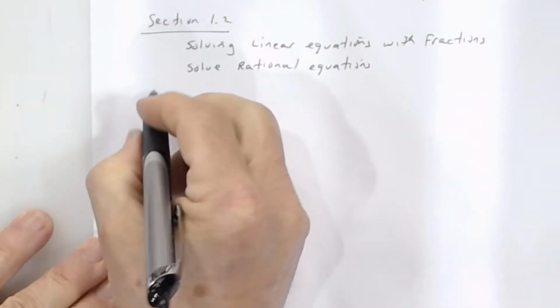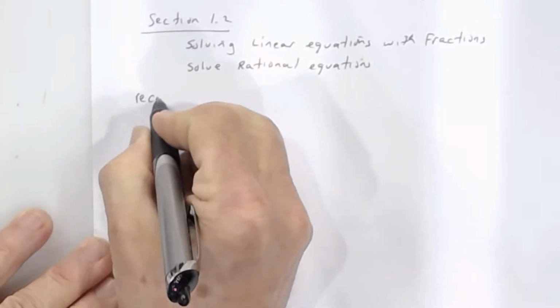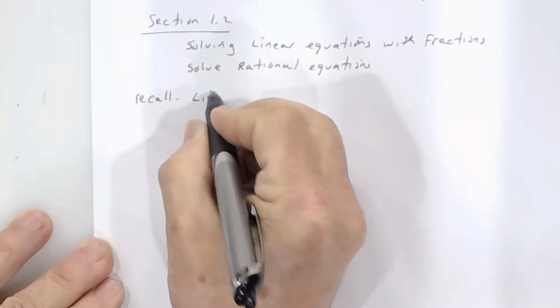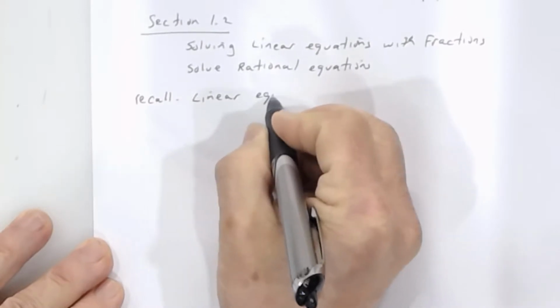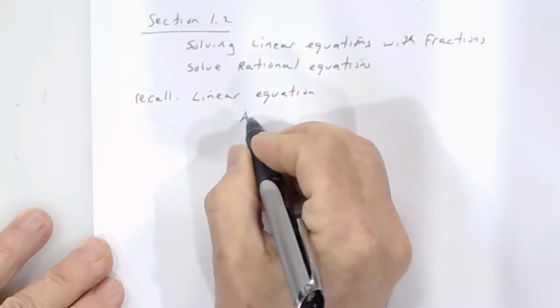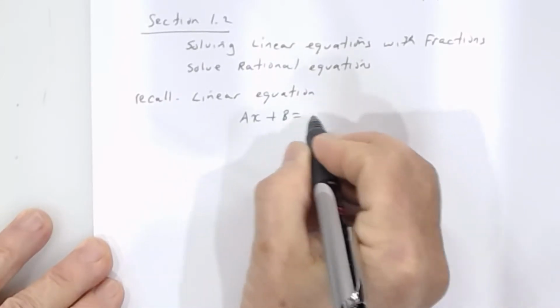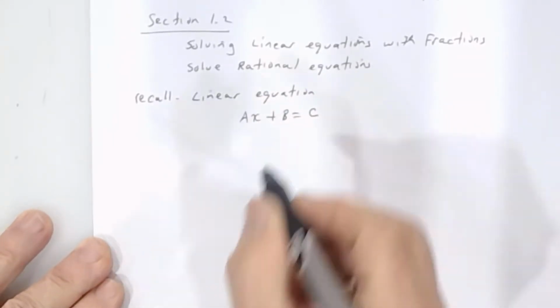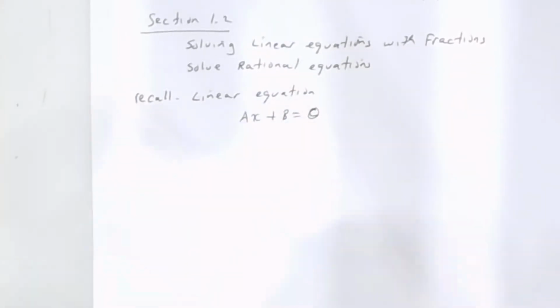Okay, so just recall from a previous course that a linear equation has this form: ax plus b equals 0. What makes it linear is that the exponent of the variable is 1.